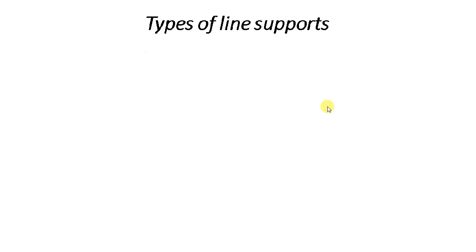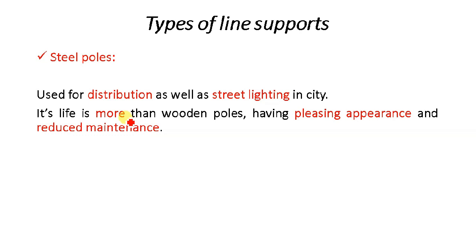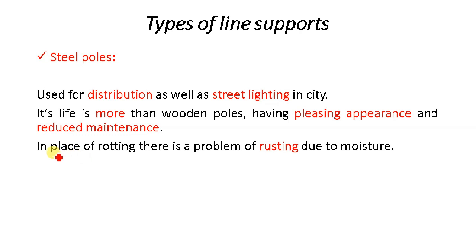Now let us discuss the second type, which is steel poles. These poles are generally used for distribution purposes, and we can also use them for street lighting and city lighting. Their life is obviously more than wooden poles, and they have a pleasing appearance, which is why they are useful for street lighting in cities. Third, the maintenance of steel poles is less compared to wooden poles. There is no problem of rotting due to termites, but there is a problem of rusting due to the presence of moisture in the atmosphere.